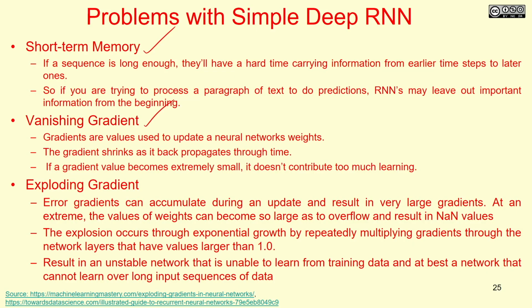Next, of course, all models come with a lot of challenges and limitations, and RNN is not one without any limitations. It has many issues. One is short term memory, another is vanishing gradient, another is exploding gradient. What is short term memory?